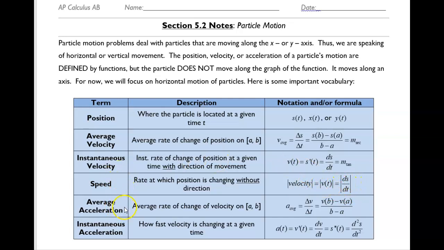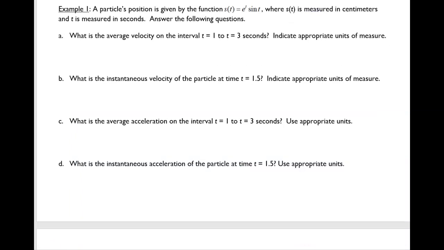And then finally, acceleration is the rate that velocity is changing. And so again, we have average and instantaneous. Average acceleration is average rate of change of velocity. So notice I'm talking about average acceleration, but I'm using velocity in my equation because it's how my velocity is changing. Instantaneous acceleration is how fast my velocity is changing at a given time. So that is just the derivative of velocity, v prime, or the double derivative of position, since velocity is the first derivative of position. All right, let's go ahead and do an example.